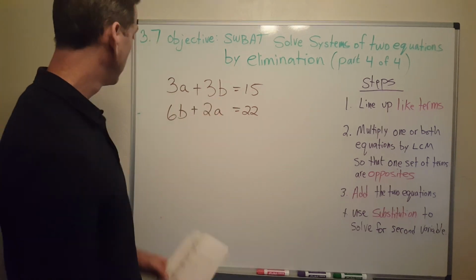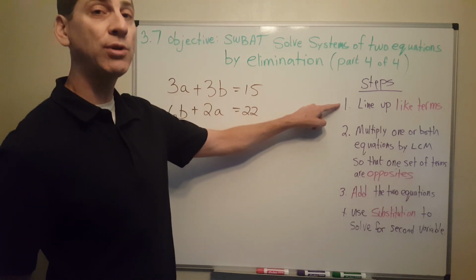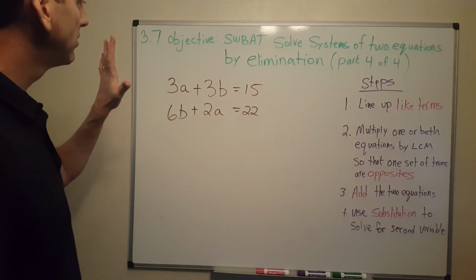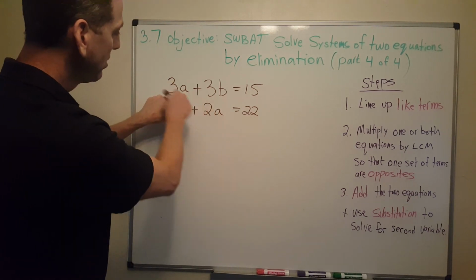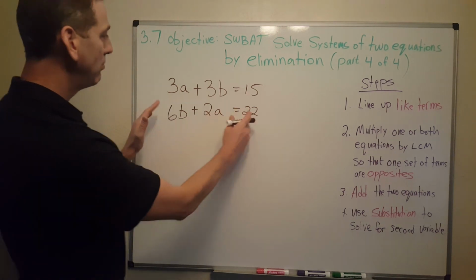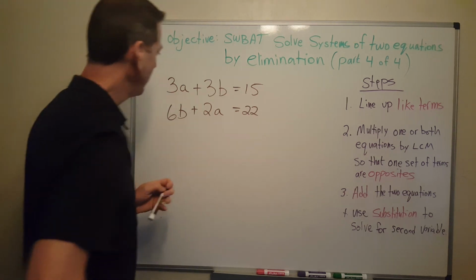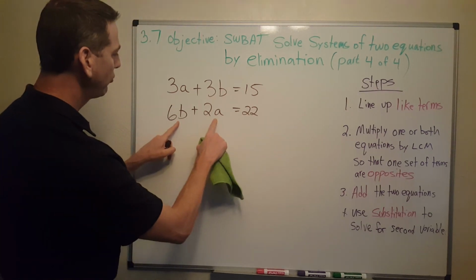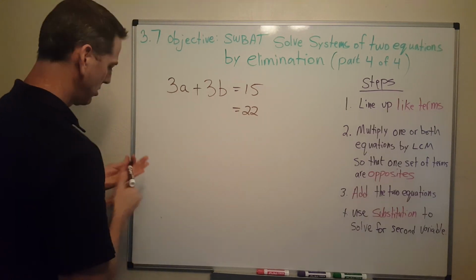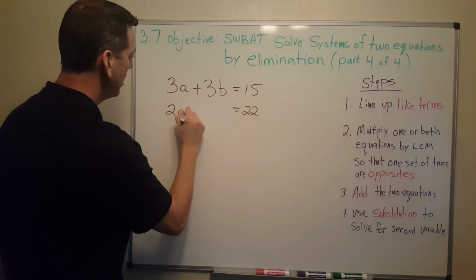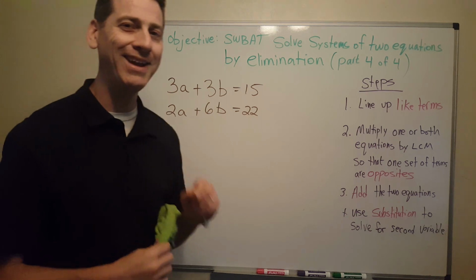All right, so first thing I need to do is make sure that all my like terms are lined up. Are they lined up? They're not. See how a is not lined up with a? Okay, so I'm just going to move one of them around so that they are lined up. And I'm going to cheat since I have a whiteboard. I'm going to switch these two. I'm going to put 2a over here and 6b over there. 2a and 6b. There. Now they're lined up.